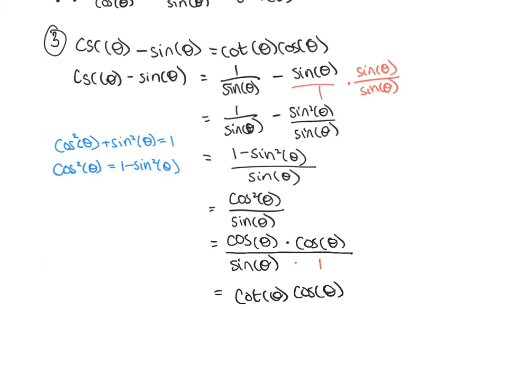So remember, if you get stuck, go back and look at what your answer is supposed to be. I really care about the steps. That's what I care about. So let's write our conclusion statement. In that, cosecant of theta minus sine of theta is equal to cotangent of theta times cosine of theta.